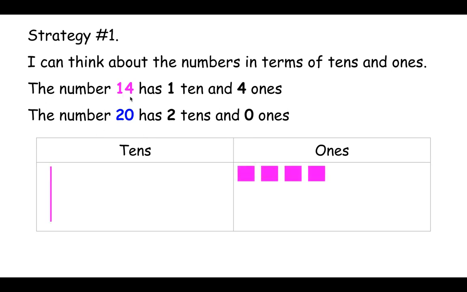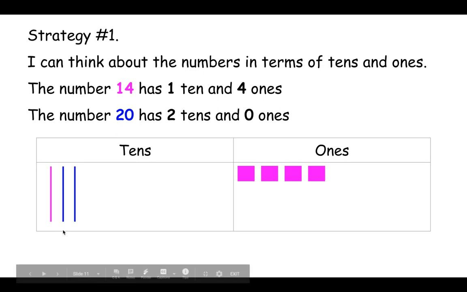The number 14 has 1 ten, so I drew a rod. And the number 14 also has 4 ones, so I drew my four cubes in the ones place. And the number 20 has only 2 tens. So notice how I drew 2 rods here, but I don't have any ones here because there are 0 ones.